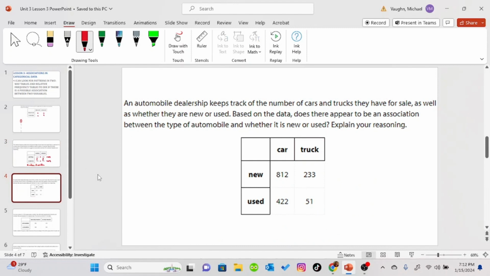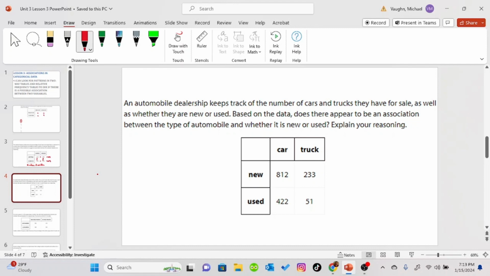An automobile dealership keeps track of the number of cars and trucks they have for sale, as well as whether they are new or used. Based on the data, does there appear to be an association between the type of automobile, car, or truck, and whether it is new or used? So, if we look, we could turn this into a relative frequency table.